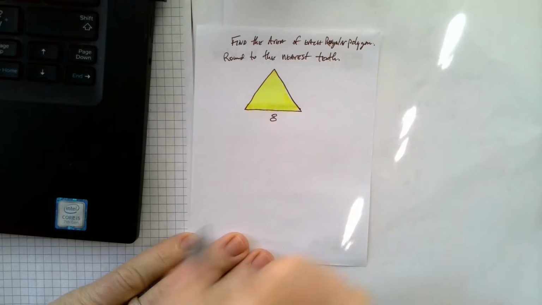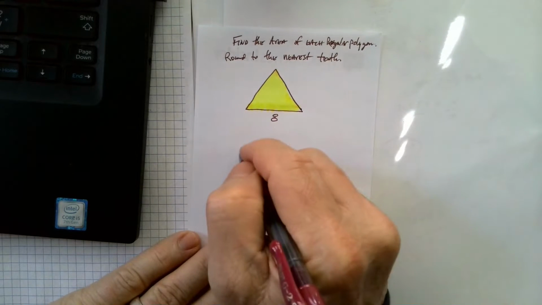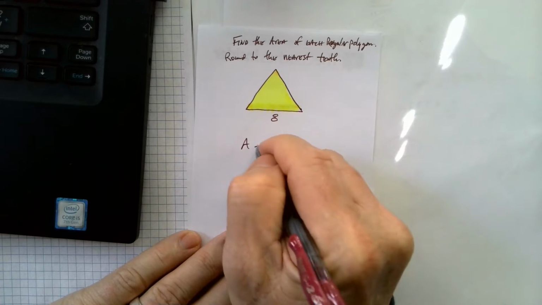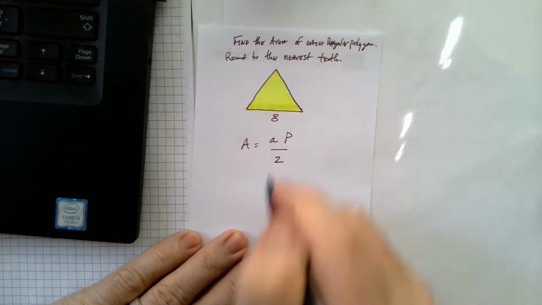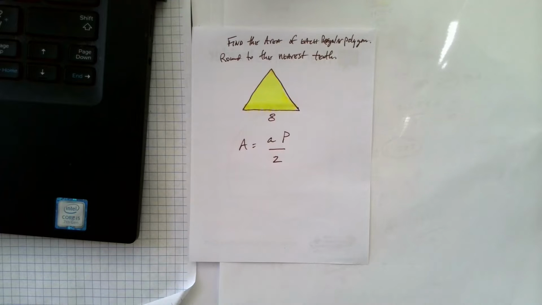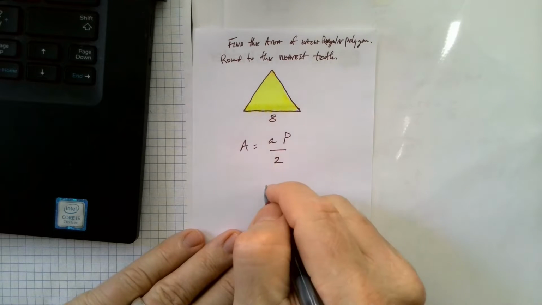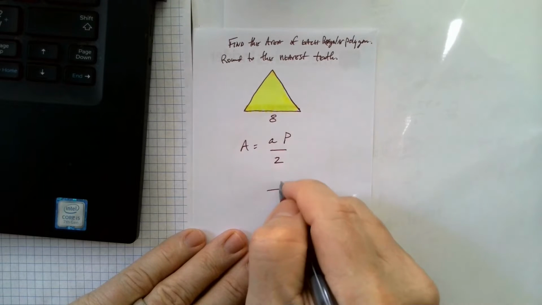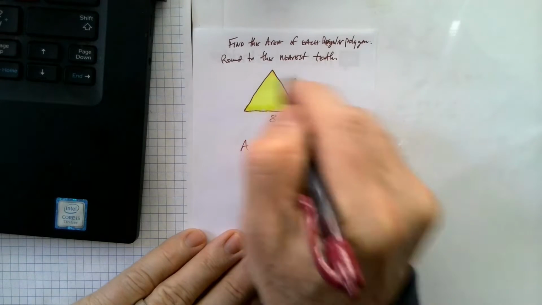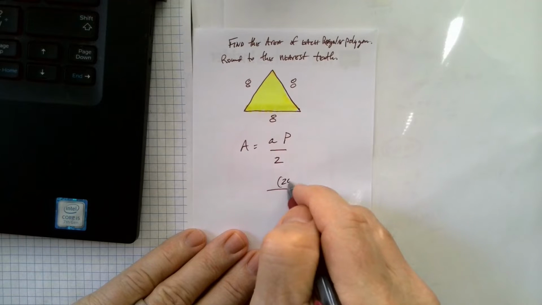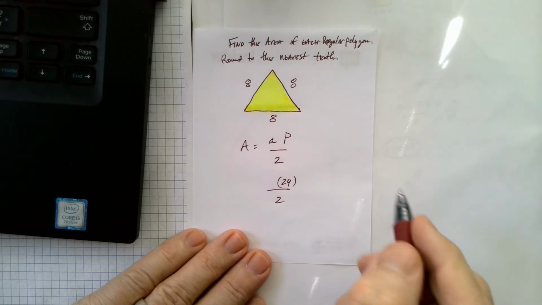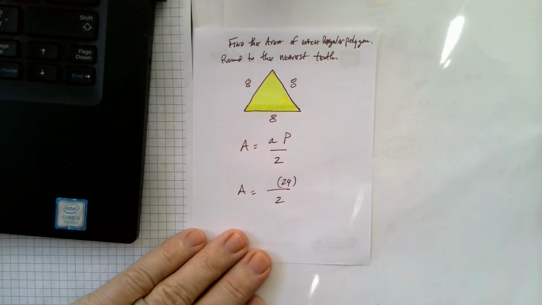So you know, we were studying the area of regular polygons, so you've got your formula ready. The area is equal to the apothem times the perimeter divided by 2. And then you set out to solve these things. Well, we need the apothem, but we do know the perimeter, because if that's 8, that's 8, and that's 8, because it's equilateral, it's a regular polygon. So this is 24, that's 2. I just need to find the apothem.